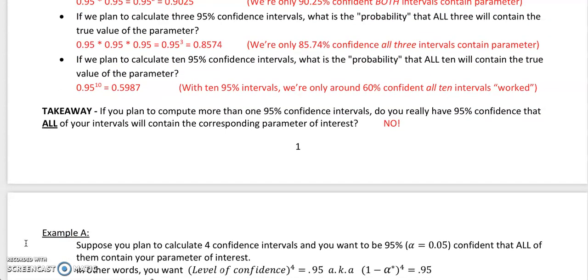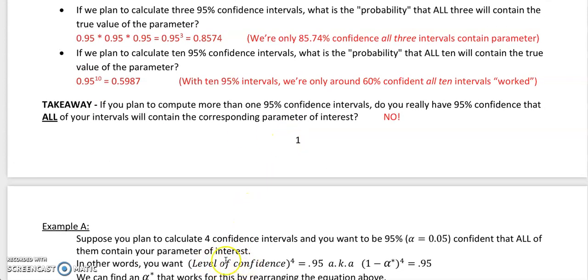If I'm going to make 4 confidence intervals, and I want to be 95% confident overall, 95% confident that all of them contain the parameter of interest, I'm just going to look at this sort of equation here, and I'm going to make this side be 0.95, and then I'll try to figure out how big the individual intervals should be to match up with that. All right, so I'm going to take my individual level of confidence, I'll raise it to the power of however many confidence intervals I'm calculating, and I'll set that equal to whatever I want for my overall confidence.